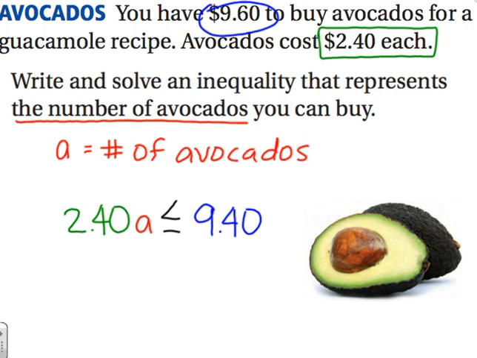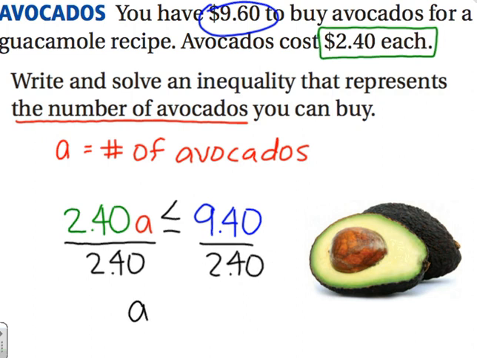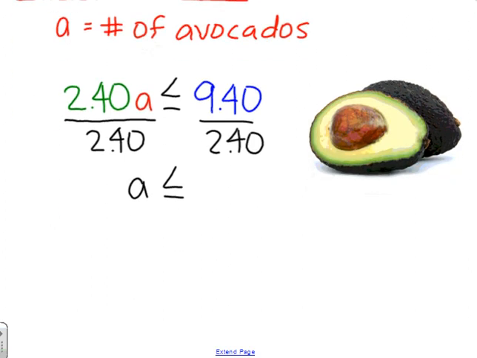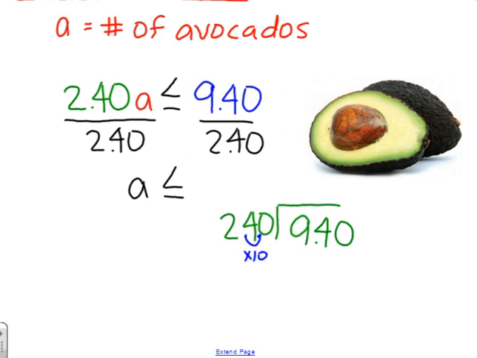When we solve this inequality, we need to divide by $2.40 on each side. So the left-hand side, we would just be left with A. We're not going to need to flip the inequality, and now we just need to do division. So I'm going to do $9.60 divided by $2.40. And I can actually just multiply both of these by 10 and not worry about that extra 0. So 96 divided by 24 is what we actually need to figure out.